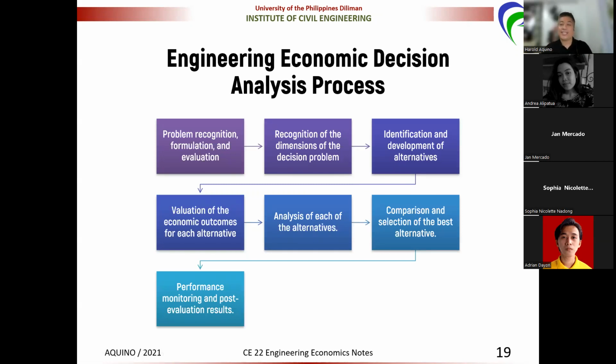Now, this is an overview of the engineering economic decision analysis process. And this is also a preview of what you'll go through with your term project. No? So we start with problem recognition, formulation, and evaluation. Now we go into the recognition of the dimensions of the decision problem. And we start identifying and developing our alternatives or the solutions to the problem. And then we evaluate the economic outcome for every alternative that we have identified.